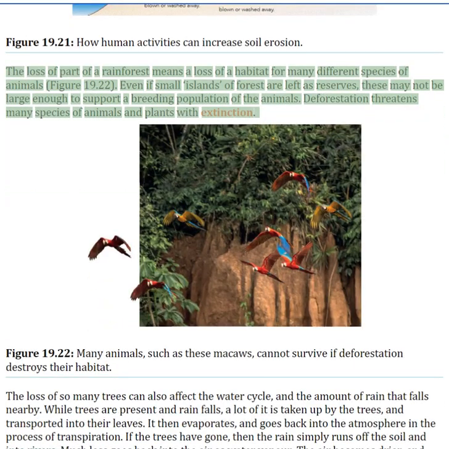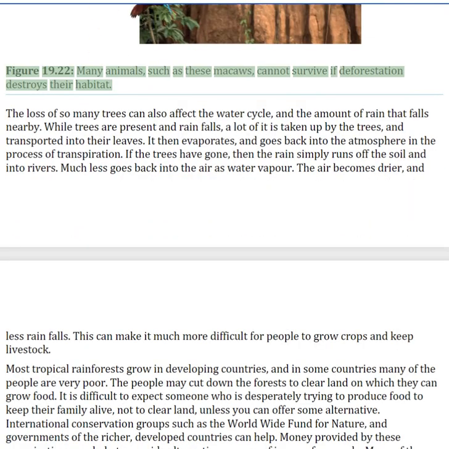The loss of part of a rainforest means a loss of a habitat for many different species of animals. Even if small islands of forest are left as reserves, these may not be large enough to support a breeding population of the animals. Deforestation threatens many species of animals and plants with extinction. Figure 19.22, many animals, such as these macaws, cannot survive if deforestation destroys their habitat.